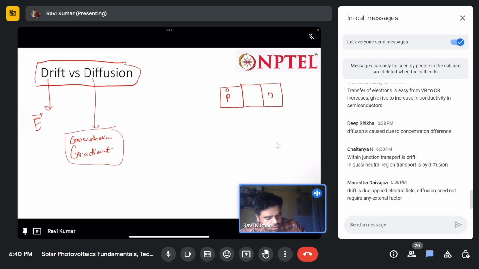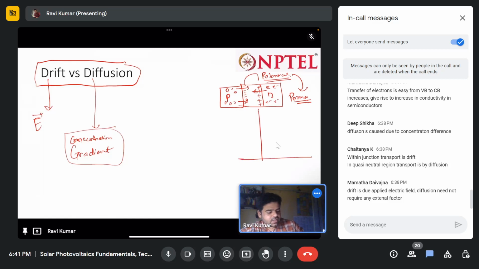Here we have holes, and these holes will move this side due to concentration gradient, and here we have electrons, and these electrons will move here. So when electrons are moving, what happens? The positive charge will generate here and negative charge will generate here. So due to this, a potential difference will be created here, and this is permanent.